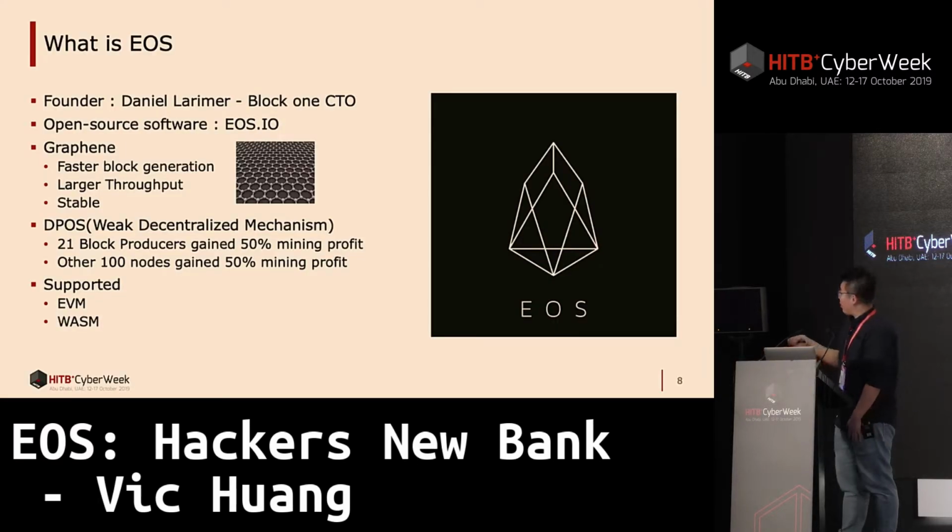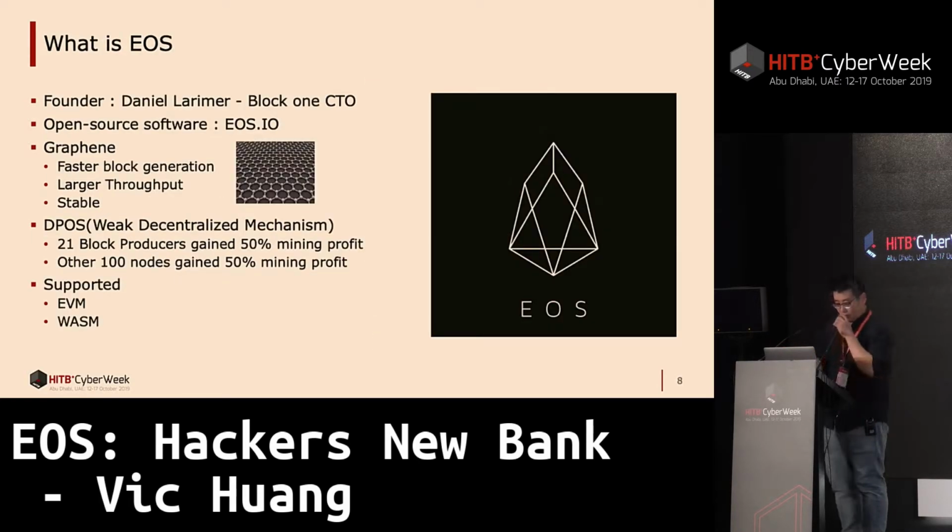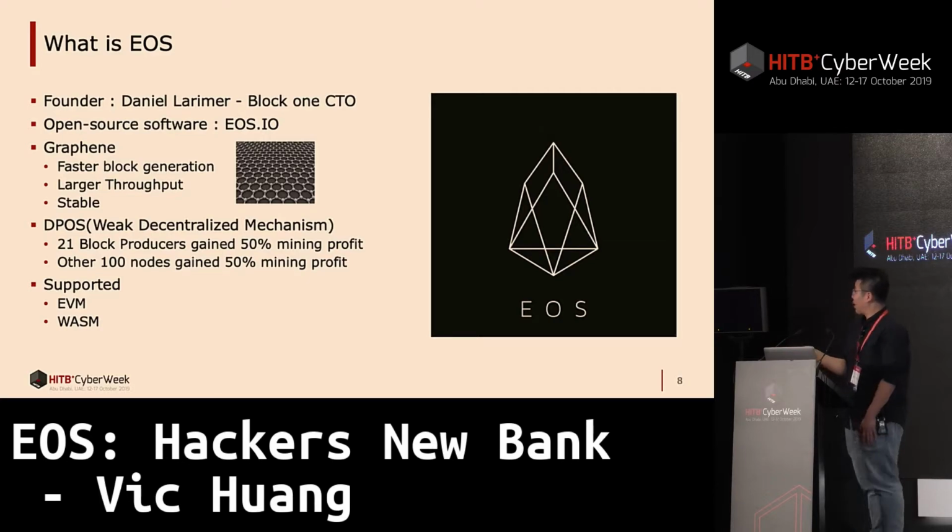EOS's founder is Daniel Larimer, if I didn't pronounce it wrong, and he is the CTO of Block.one. The important thing about EOS is that it is about 20 times faster than Bitcoin in block generation and has larger throughput. The consensus algorithm it uses is named DPoS. It's a weakly decentralized mechanism.